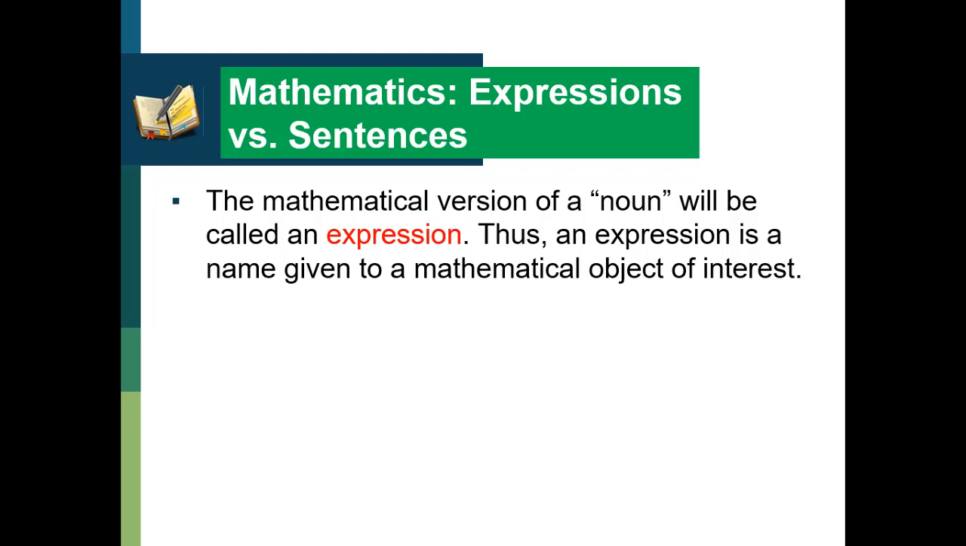If in English we have nouns, in mathematics we have expressions. Thus, an expression is a name given to a mathematical object of interest. For example, the set containing 3, that is an expression. The number 5, that is an expression because you name it as 5. The coordinate (1, 2) is also an expression. That is the name of a certain point in math. So these 3 are examples of expressions.